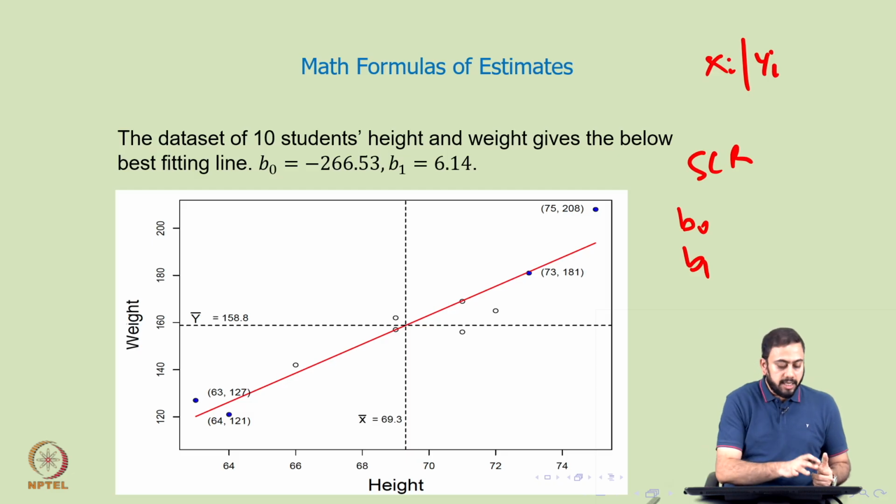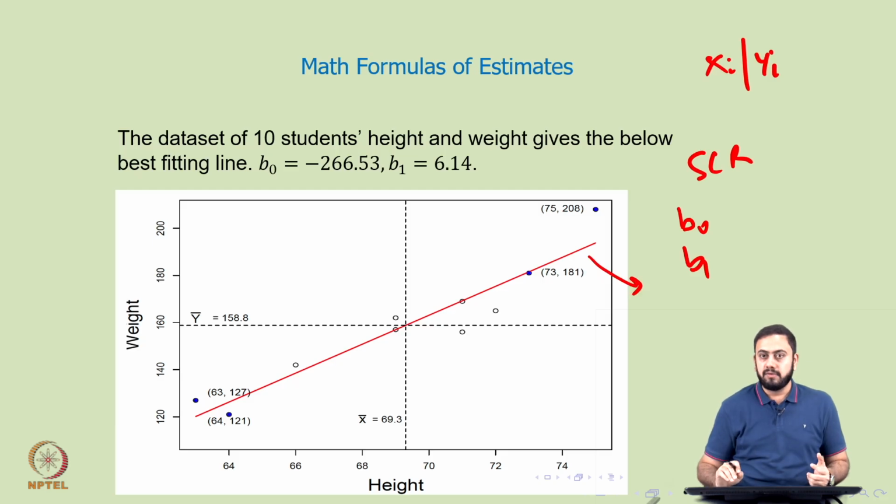Just to start with the same example of heights versus weights of 10 students. For this example, this red line is the regression line that you see here, or the line of best fit. What do we mean by the line of best fit? It should have an equation, right. So, yi hat should be equal to B0 plus B1 xi, and this is exactly where B0 and B1 come into the picture. For this example I have given you the values of B0 and B1. B0 happens to be minus 266.53 and B1 happens to be 6.14, specifically for the heights versus weights example.